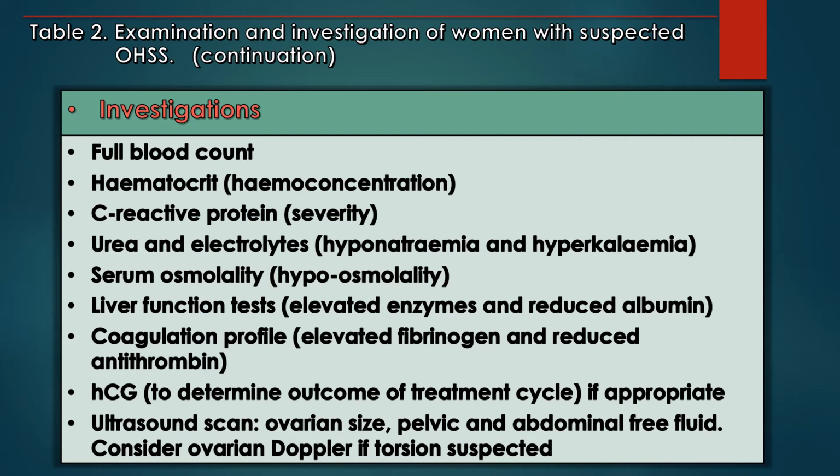Investigations: full blood count, hematocrit, hemoconcentration, C-reactive protein, severity, urea and electrolytes, hyponatremia and hyperkalemia, serum osmolality, hypoosmolality, liver function tests, elevated enzymes and reduced albumin, coagulation profile, elevated fibrinogen and reduced antithrombin, human chorionic gonadotrophin to determine outcome of treatment cycle, if appropriate, and ultrasound scan, ovarian size, pelvic and abdominal free fluid. Consider ovarian Doppler if torsion suspected.